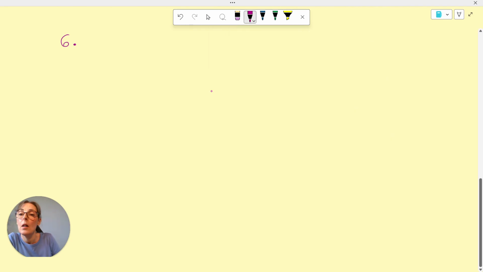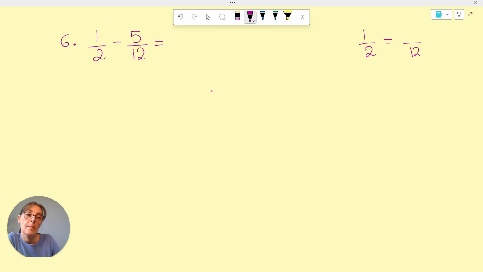Right, 1/2 take away 5/12. All right, so I want to turn 1/2 into 12ths. I multiply 2 by 6 to make 12, so I need to multiply 1 by 6. So now I've got my 12ths. I rewrite it as 1/2 is 6/12, subtract 5/12.